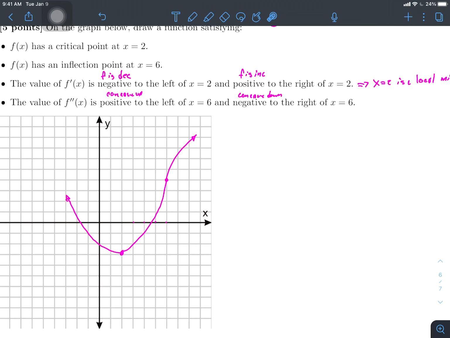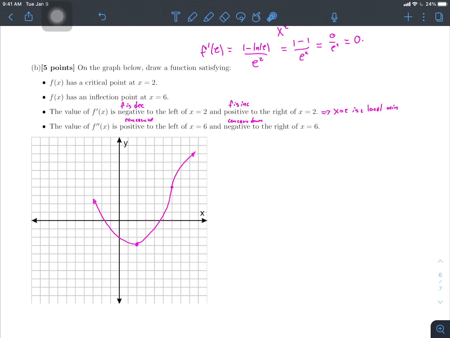Okay, and let's check the other ones. F double prime is positive to the left of x equals 6. So in this whole region, it should be concave up. So we did that, so good job. And to the right of x equals 6, it should be concave down. Okay, so it is concave down. All right, so this is how you do this process.